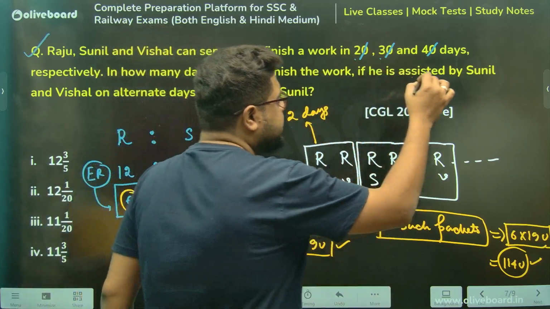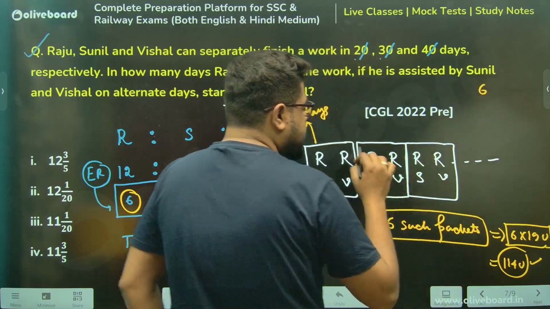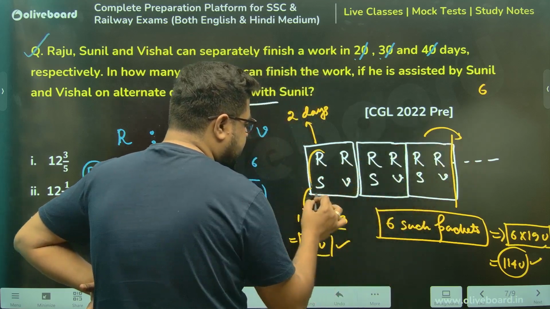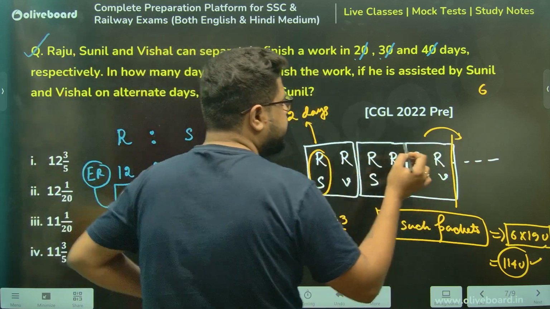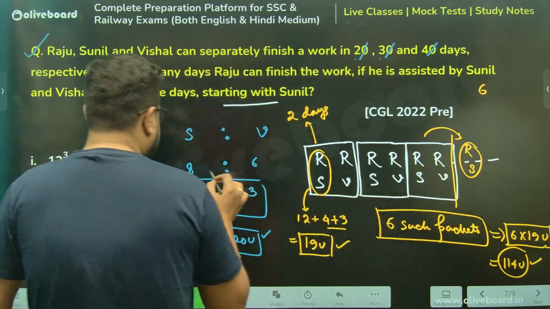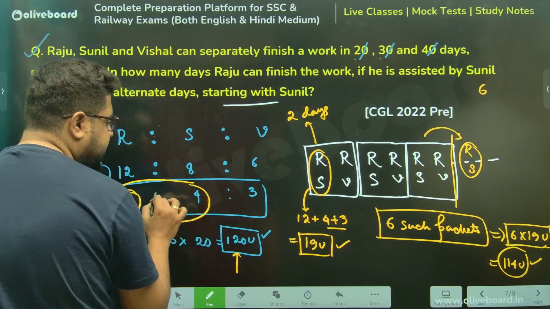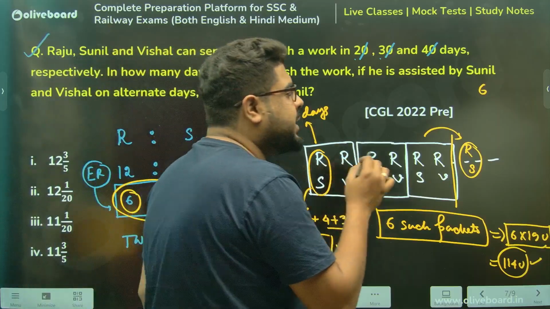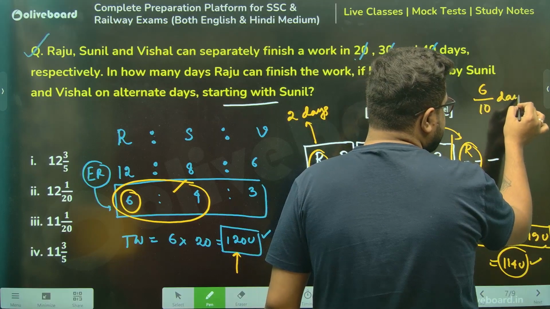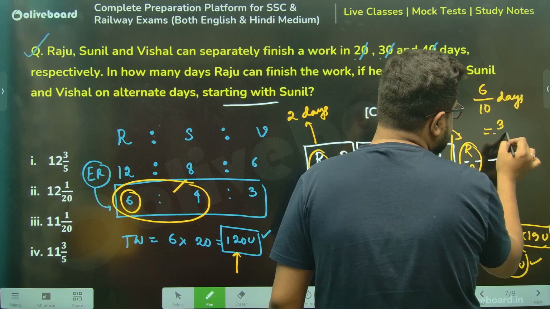So those 6 units will be done by whom? Because once every packet ends, next day who will come to work? Raju and Sunil will work the next day. Their combined efficiency will be 6 plus 4, 10 units. So in order to complete 6 units, they will take 6 by 10 days, which is 3 by 5 days.